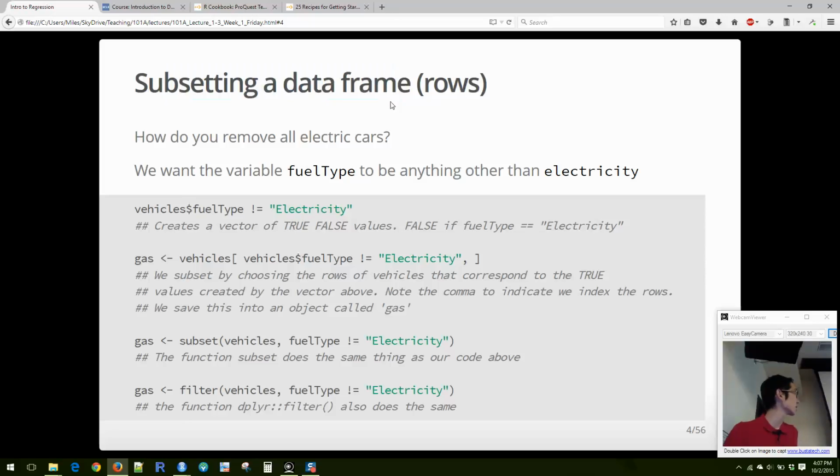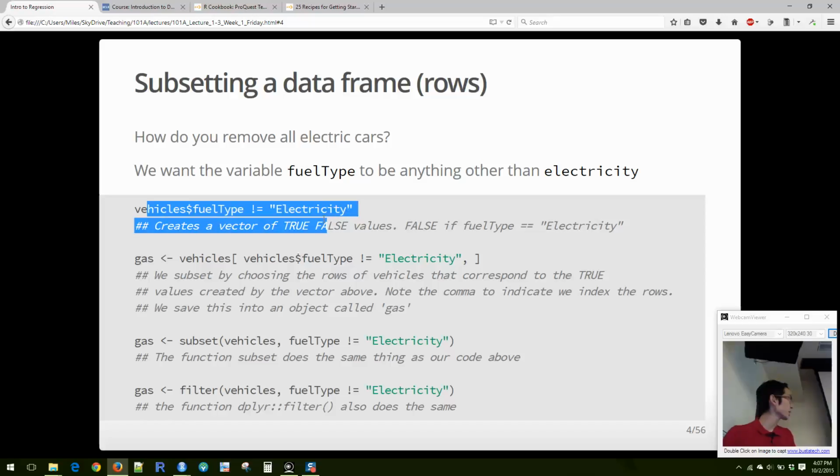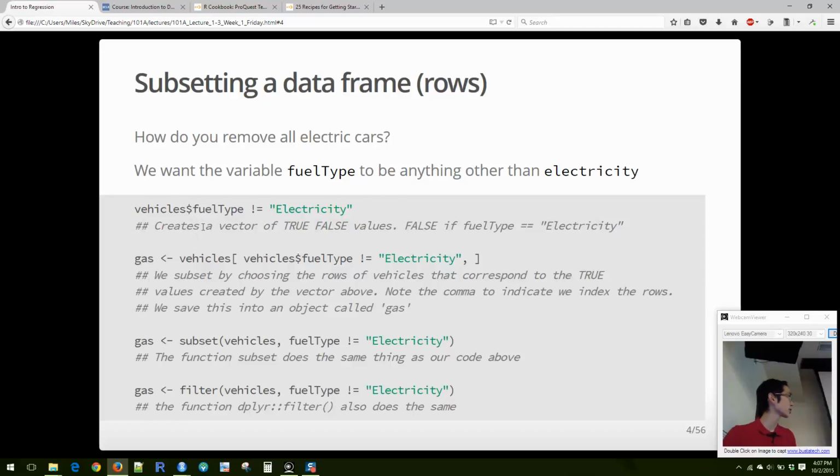Okay, but I just wanted to look up a couple things. Subsetting a data frame with rows. So one thing is, like, remove all the electric cars. You want fuel type to be anything other than electricity. All right, that's supposed to be a capital D. So if you do vehicles$fuelType not equal to electricity, that's going to create a vector of true-false values corresponding to which cars are electric and which cars are not. If they're electric, not equal to electricity will be false, and if they're not electric, not equal will be true.